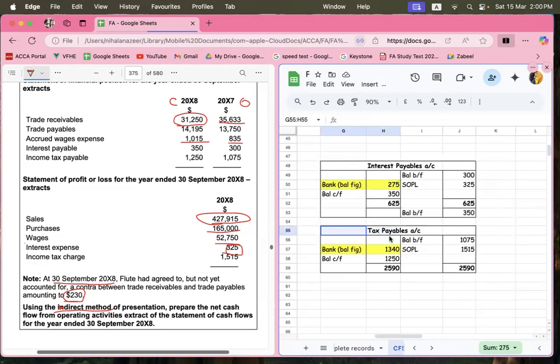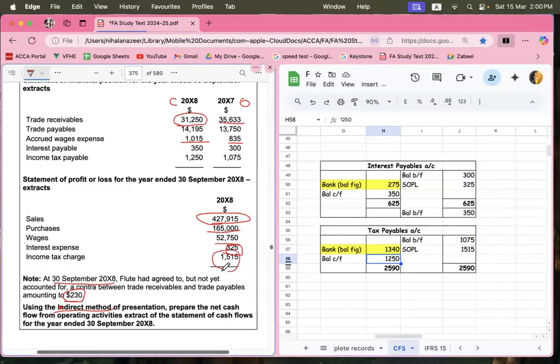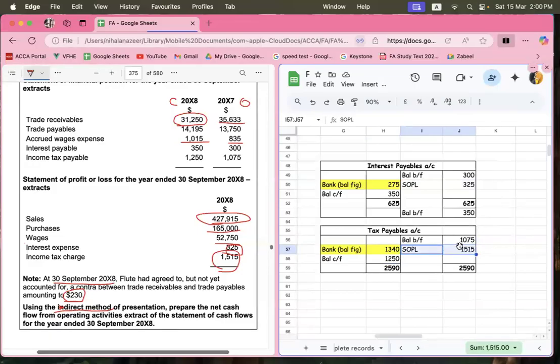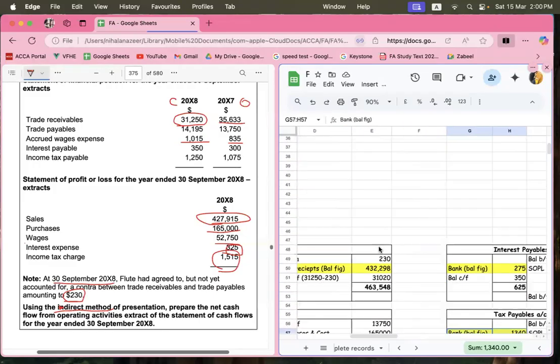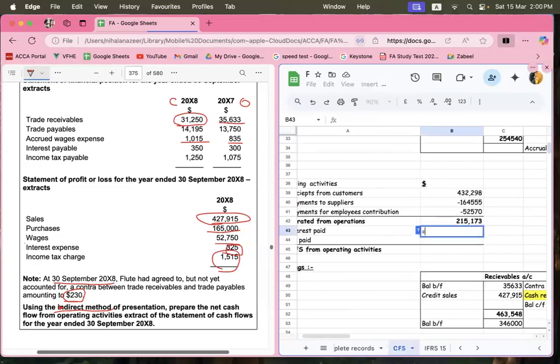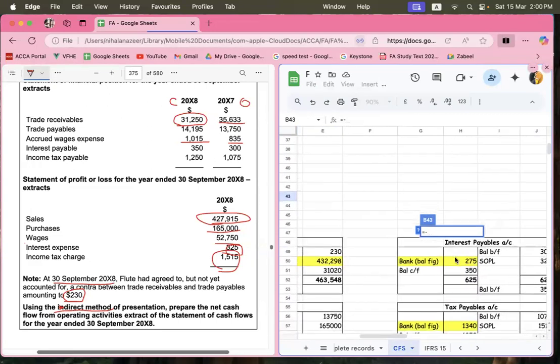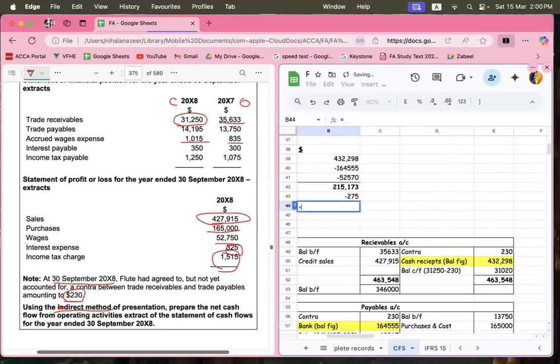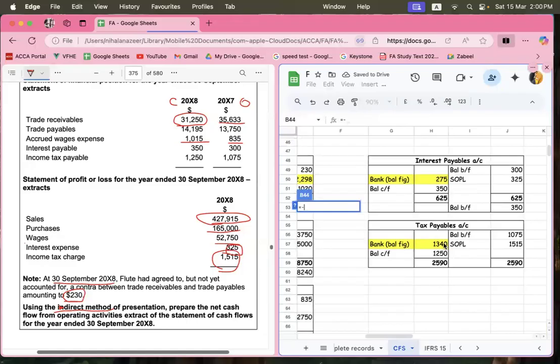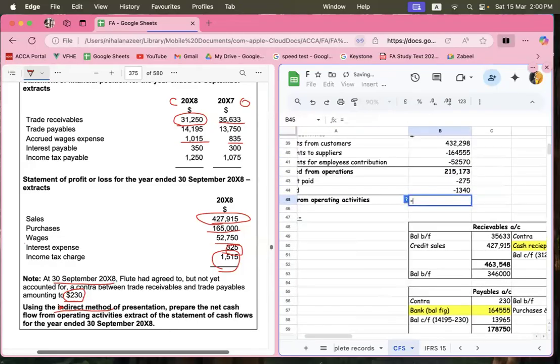Now you're going to open the tax payables account. They have given you the opening balance and the closing balance. You're going to take it on either side. And in the SOPL, they have given you the additional tax charge. You're going to take this here as well because it increases the tax payables, right? Now you're going to total both of the columns together. Big total minus small total would give you the bank payment of tax in the current year. And here you're going to take minus of this amount because it is a payment, and here also minus of this amount because it is a payment. Clear?